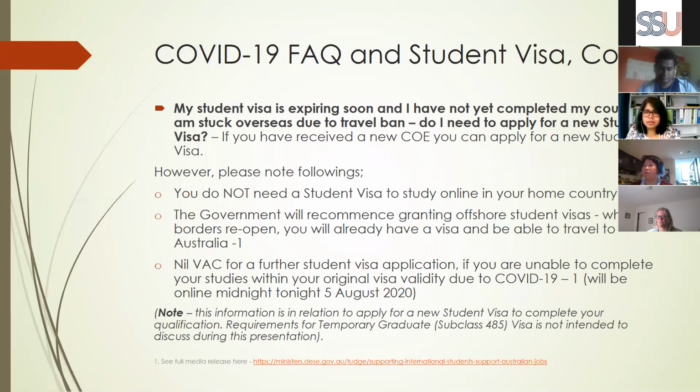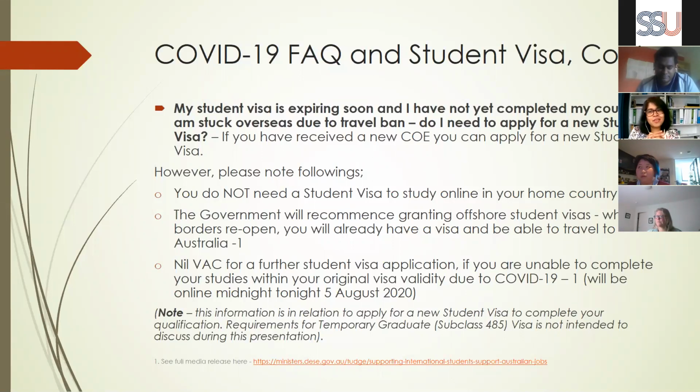As part of this, I will briefly discuss the new changes that came in very recently. My student visa is expiring soon and I have not yet completed my course. I'm stuck overseas due to the travel ban. Do I need to apply for a new student visa? If you have received a new COE, you can apply for a new student visa. However, you don't necessarily need a student visa to study online in your home country, if you just want to complete your studies.